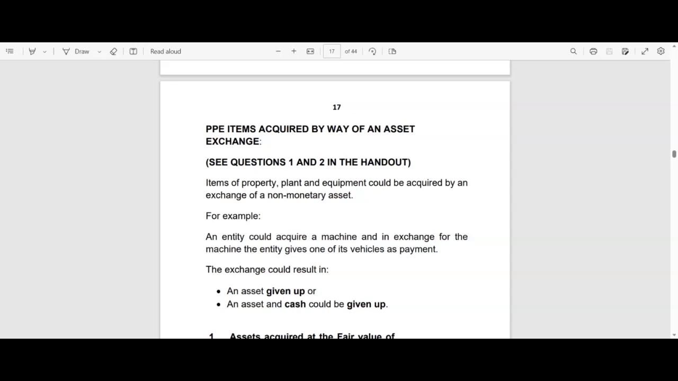Recognize the new asset, de-recognize the old asset. Our third step, ladies and gentlemen, we've seen that in our little example that we made up a little while ago, that we had to pay in 150,000 rand. So our third step in this process of recording an asset exchange is to record this.